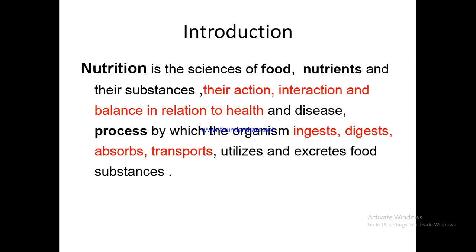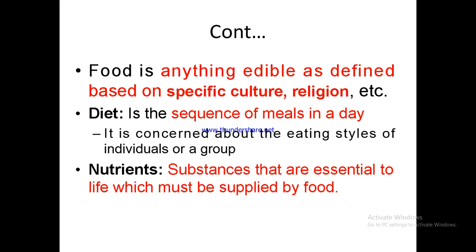So we have to start with the definition of different terminology. Nutrition is a science of food, and also a science of nutrients and their substances, their action, interaction and balance in relation to health and illness. It's also a process by which the organism ingests, digests, absorbs, transports, assimilates and excretes food substances. We will see each terminology in this definition in the coming slides.